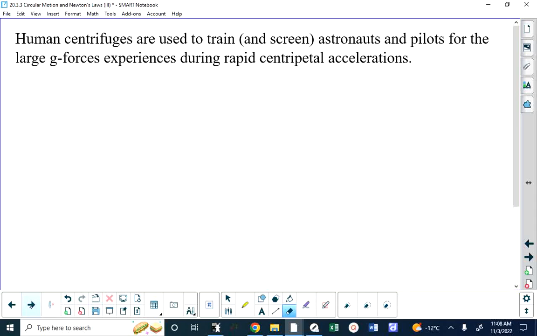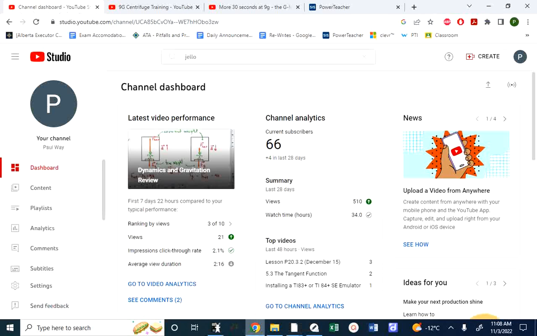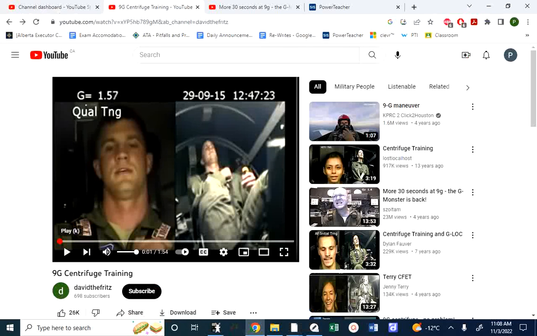Human centrifuges are used to train astronauts, pilots. So here is somebody in one of those right now. There's a close-up of their face, and there they are seated. The G-forces right now are 1.57. So if you take your calculator and go 1.57 times 9.81, that's the rate of centripetal acceleration. About 15 meters per second squared.